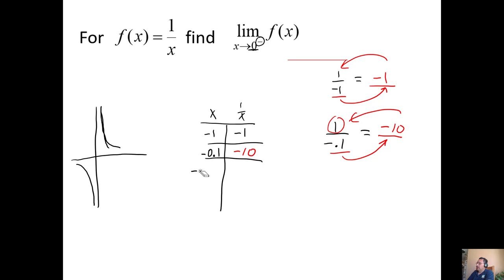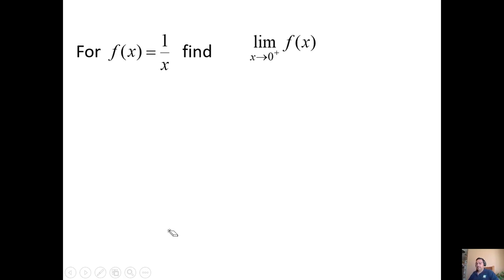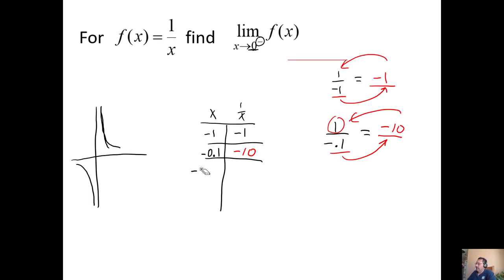So we're trying to get closer to 0. So we'll go negative 1/100. And again, it's 1 divided by negative 1/100.